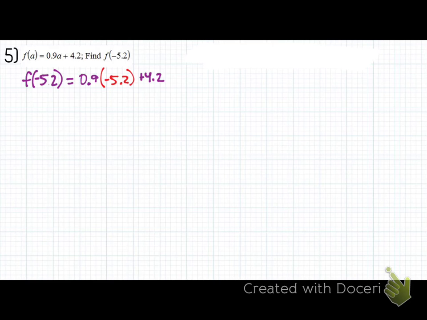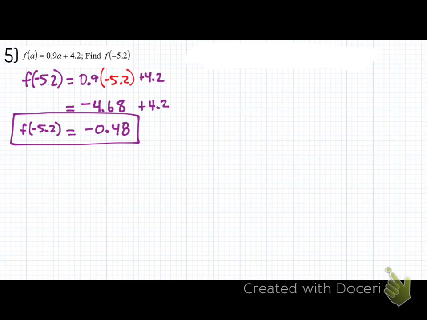Here we go. So we got negative 4.68 plus 4.2, right? When we multiply those two out, that's what we get. And then we have to add, right? We have negative 4.68 plus 4.2. Which number is bigger, the negative or the positive? The negative, right? So we want to subtract 4.2 from 4.68, right? And then we know that the answer is going to be negative, so then we figured out it's negative 0.48. And that's your answer.